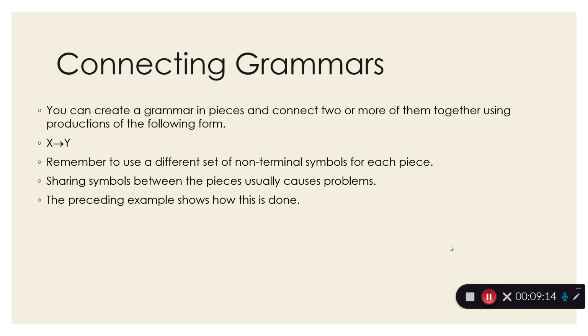And here's a little bit more about connecting grammars. If you're creating a grammar and you have some complex specifications, you may want to do it in pieces, and then connect 2 or more pieces together using productions of the form x goes to y. Now, if you're doing this, remember to use a different set of non-terminal symbols for each piece. Don't share them. Sharing symbols between the pieces almost always causes a disaster. And the preceding example shows a grammar constructed in 2 pieces and then connected together.